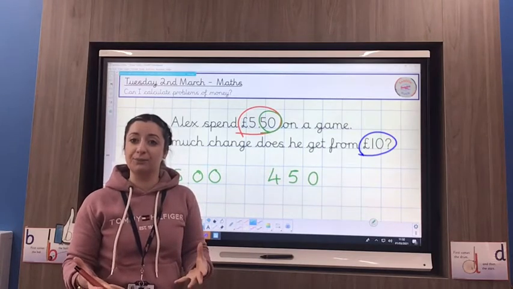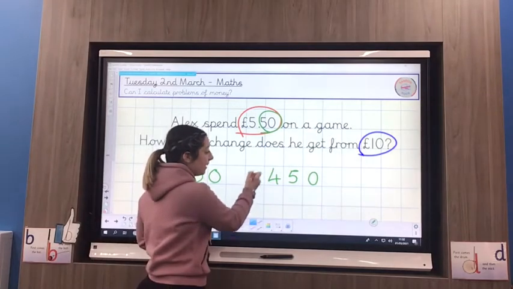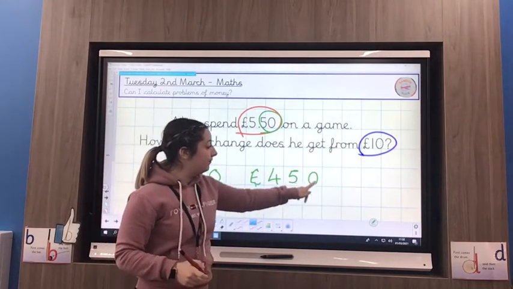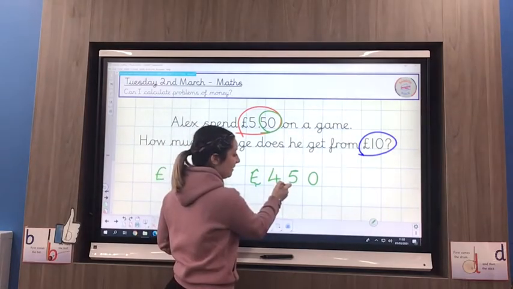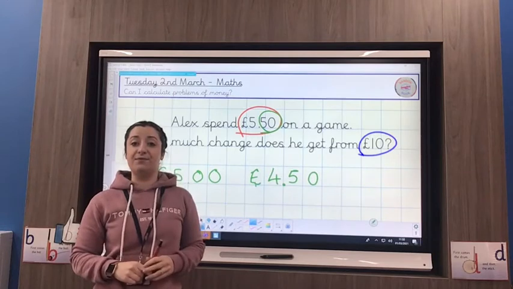Do you know at home? It's going to be £4, isn't it? So I'm going to put my pound sign here. Okay? And then my 50 is the pence that is left from that pound. So I've got 4 whole pounds and 50 pence.